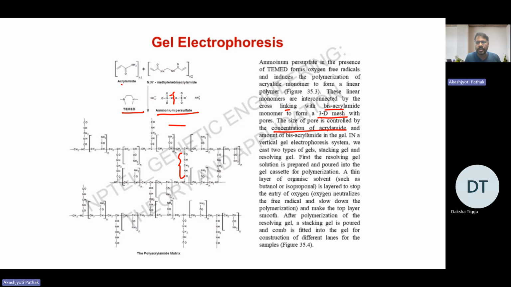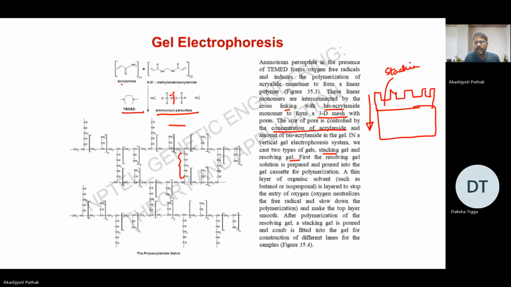In a vertical gel electrophoresis, why is it vertical? Here the flow of electricity is in the vertical direction, along the direction of gravity. That is why it is a vertical gel electrophoresis system. We cast two types of gel, a stacking gel and a resolving gel. The upper part is called the stacking gel, and this lower part is sometimes called the resolving gel or the separating gel.